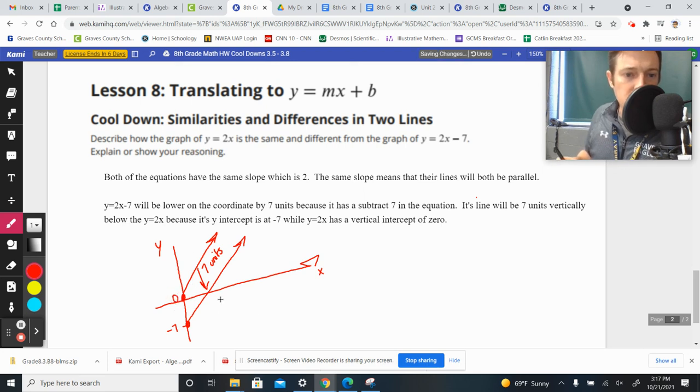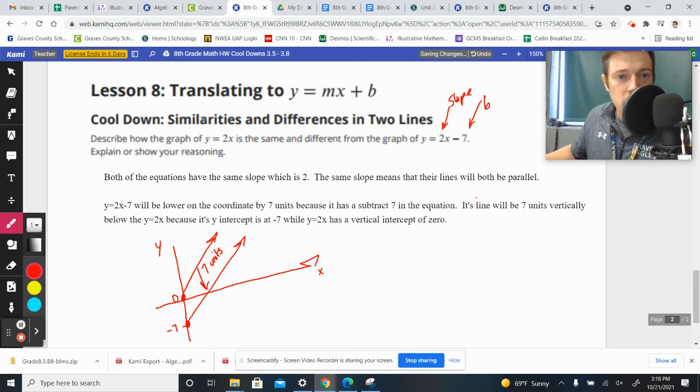Right? So it would look something like that if you were to compare them, because we see that this one is in slope-intercept form. This is your slope, m, and this is where it crosses the y-axis. This is your y-intercept. And this one doesn't have a y-intercept, so we know it's proportional and it goes through the origin. But they'd have 7 units between them of vertical distance.